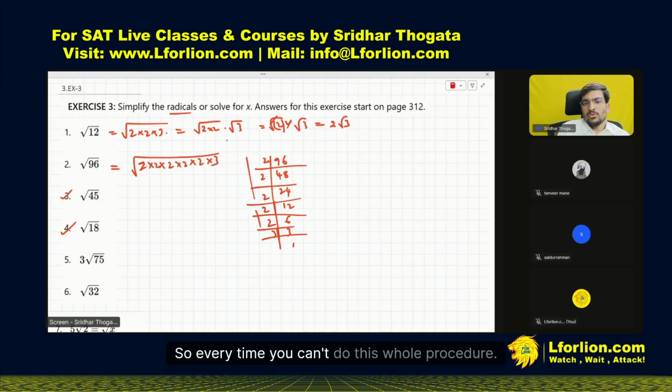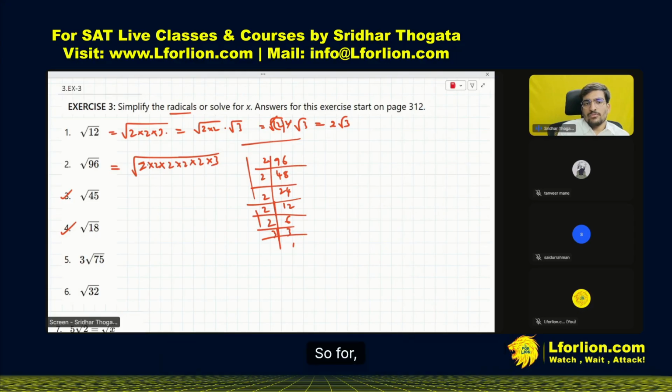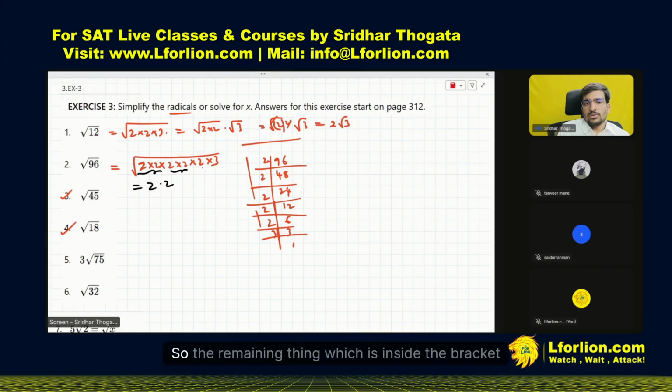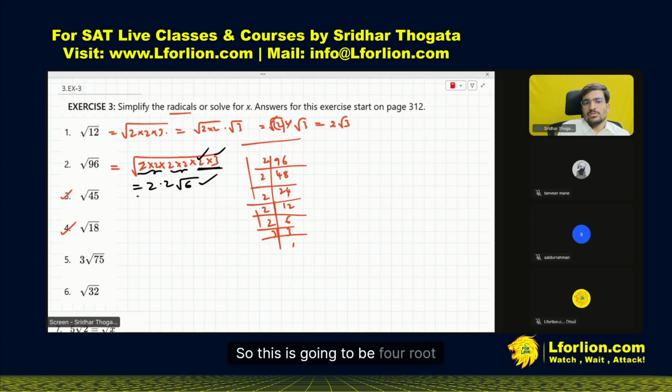So every time you can't do this whole procedure. For 2 twos, take 1 two out. For another 2 twos, take 1 two out. The remaining thing inside the bracket is only 1 two and 1 three, multiply them and keep it under the root. So this is going to be 4 root 6. Now 45 and 18.